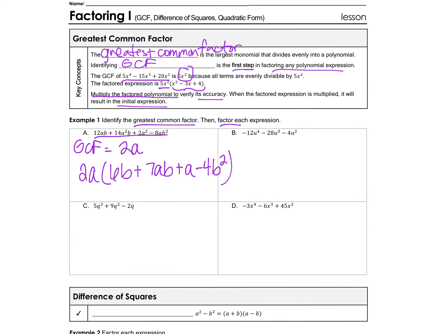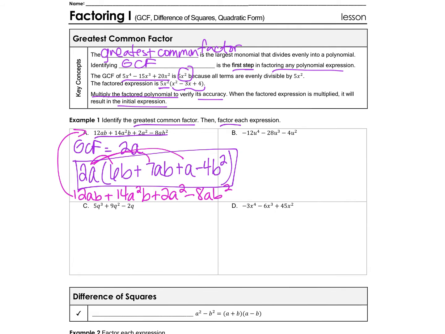If you wanted to check it, you could just multiply this back through. You get 12AB. You get 14A squared B. Remember, we were doing this the other day. You get 2A squared, and you get minus 8AB squared, which is exactly what we had up here at the top. So this would be my answer when I'm taking out the greatest common factor. To check it, you're just multiplying it back through. These should be equal to each other. Factoring is just another way of writing a polynomial. It should be equal. All right, let's take a look at another one.